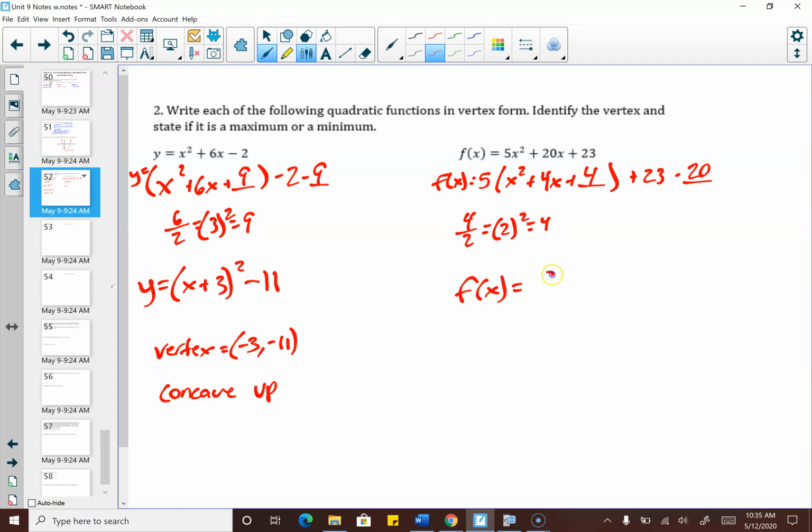F of x equals, we keep that 5 out in front. This factors into x plus 2 squared, and then positive 23 minus 20 is a positive 3. So what is our vertex here? We should have negative 2, positive 3, right? Opposite, same. And then this 5 is still positive, so it's going to be concave up.